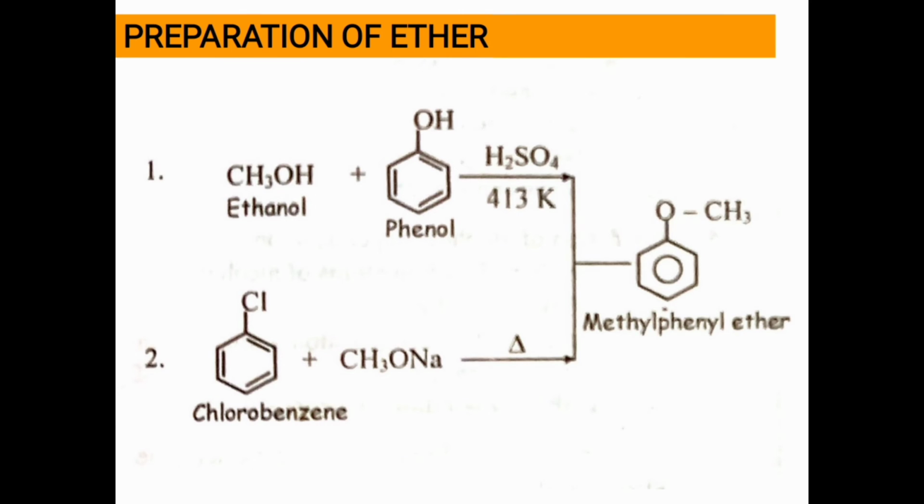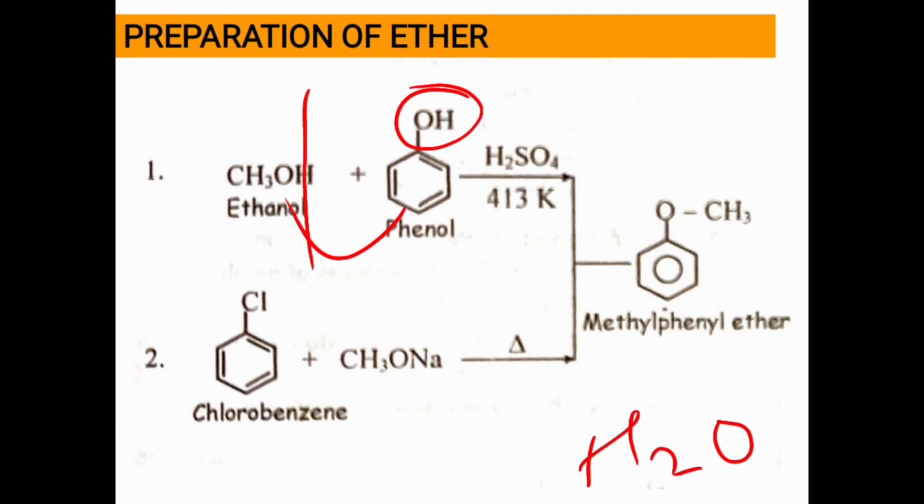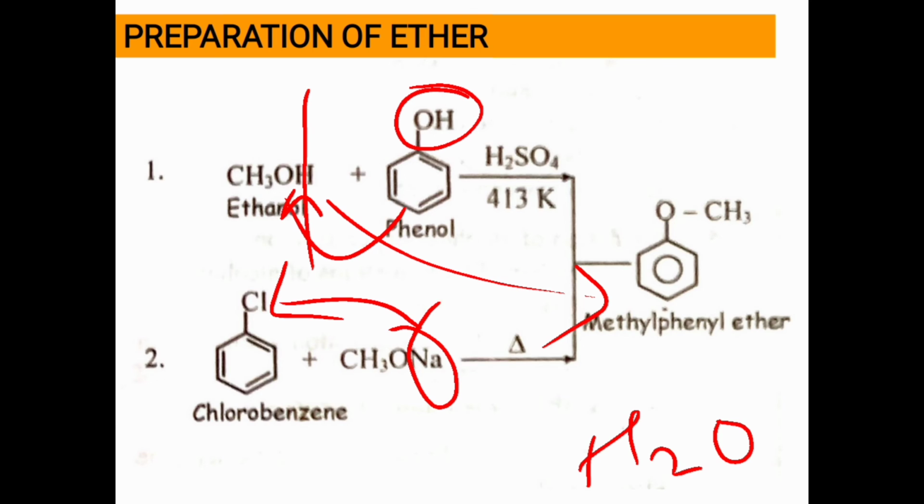Now you can see the preparation of ether. In the preparation of ether, methanol reacts with phenol. Now what will happen is, one of the byproducts, this OH with this hydrogen forming water, and this phenyl will attach with this O, resulting in the formation of methyl phenyl ether. In the second reaction, chlorobenzene with CH3ONa, this Na will take this Cl and form sodium chloride, and the remaining parts will get attached, phenyl and CH3O, that is methyl phenyl ether.